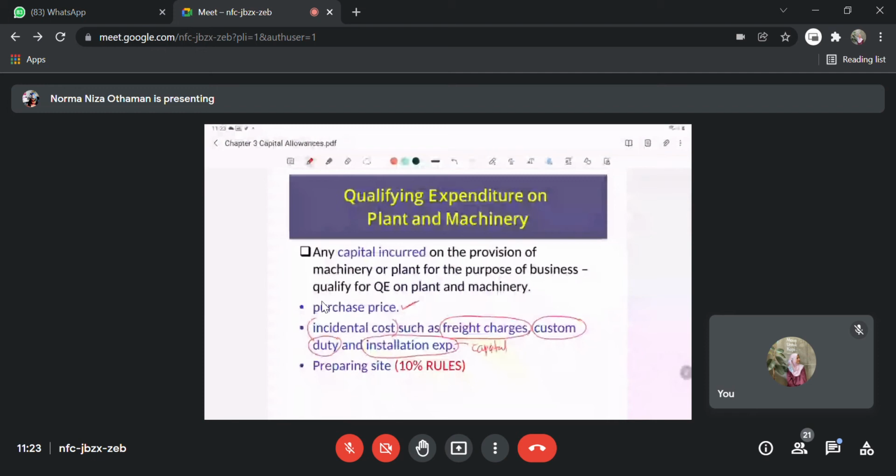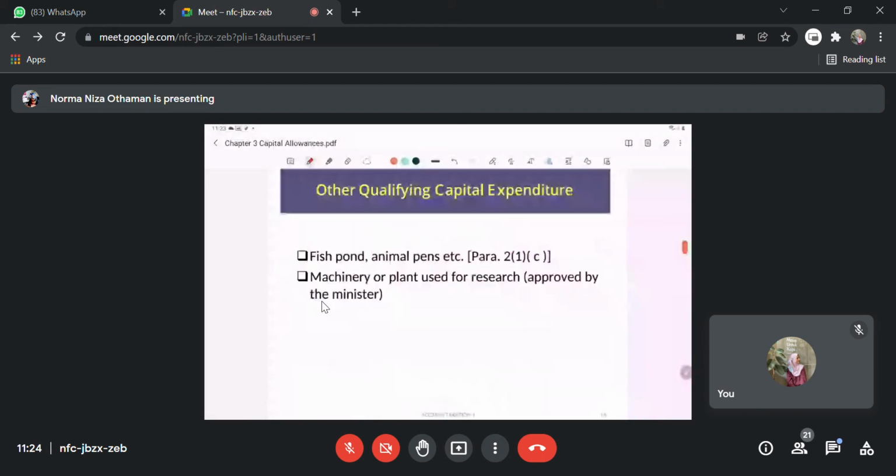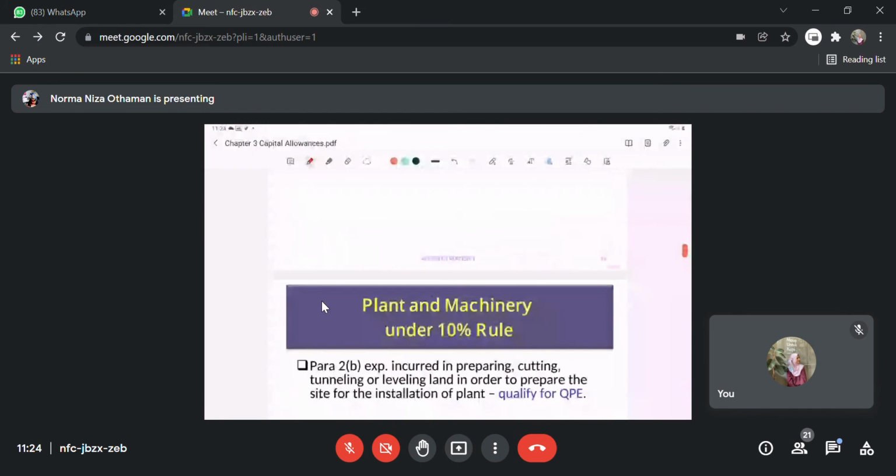Right? Dan kita akan tengok salah satu rules yang penting dekat dalam pengiraan QPE, which is 10% rules. So 10% rules ni hanya you akan calculate for preparing site cost sahaja. So yang ni kita akan tengok lah. Sekejap untuk example. Okay. So kita nak tengok dahulu 10% rules.